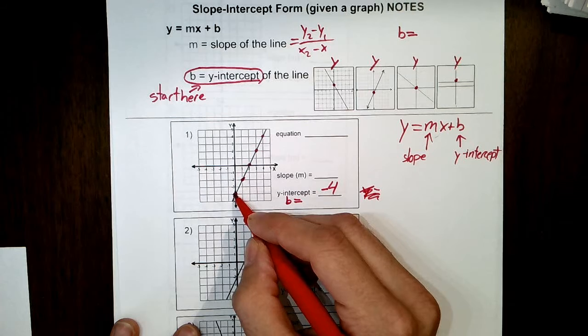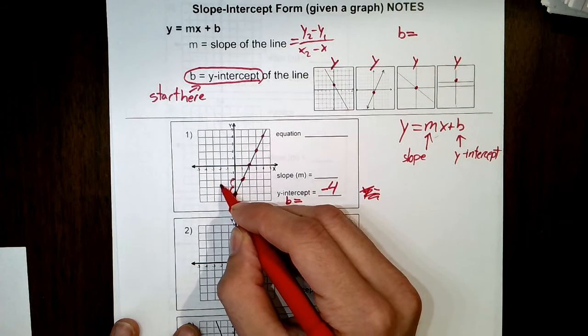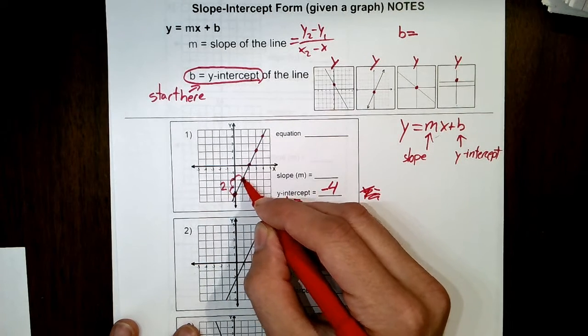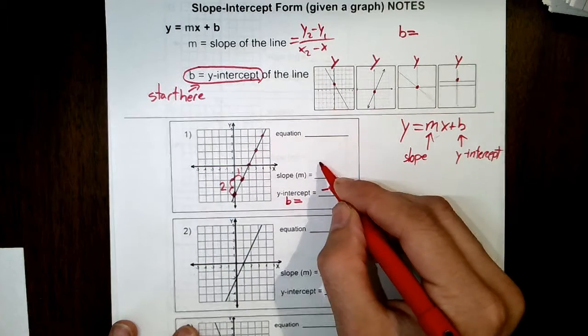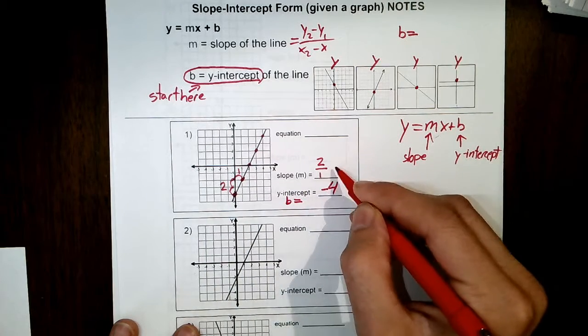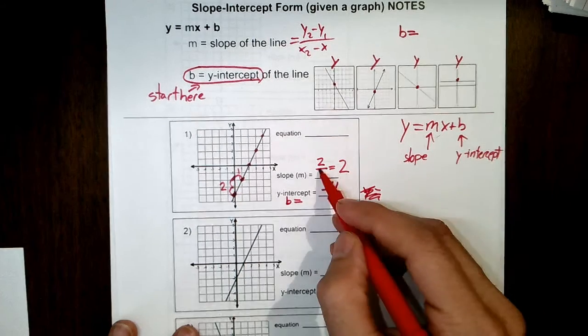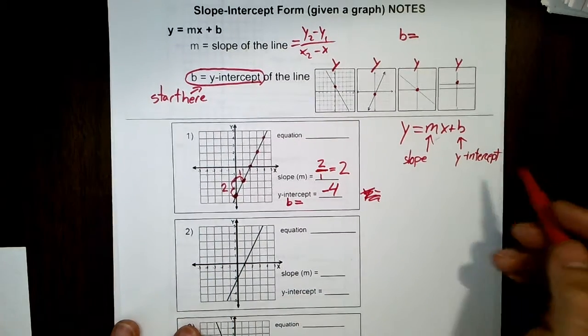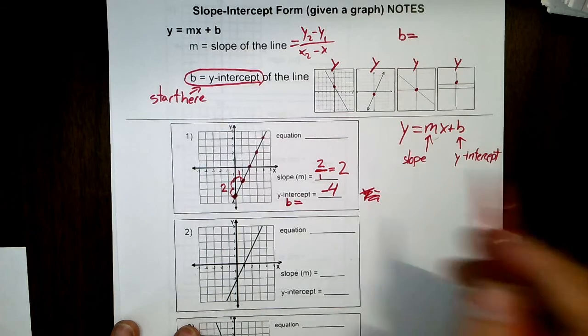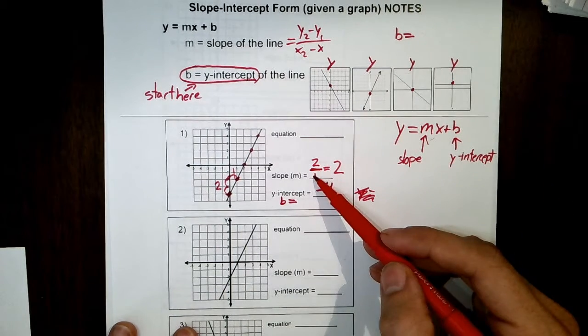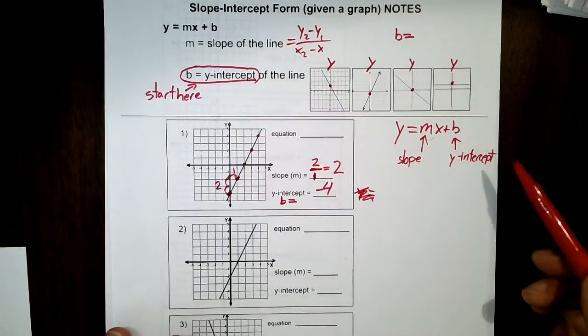So I go up 1, 2. So I'm going to write 2 right here, and I'm going to go over 1. So it's 2 over 1. And that language I'm using is very intentional. I'm saying up 2, over 1. Would that just be 2? Yeah, that would reduce to 2. Anything over the number 1 is the same thing as the numerator.